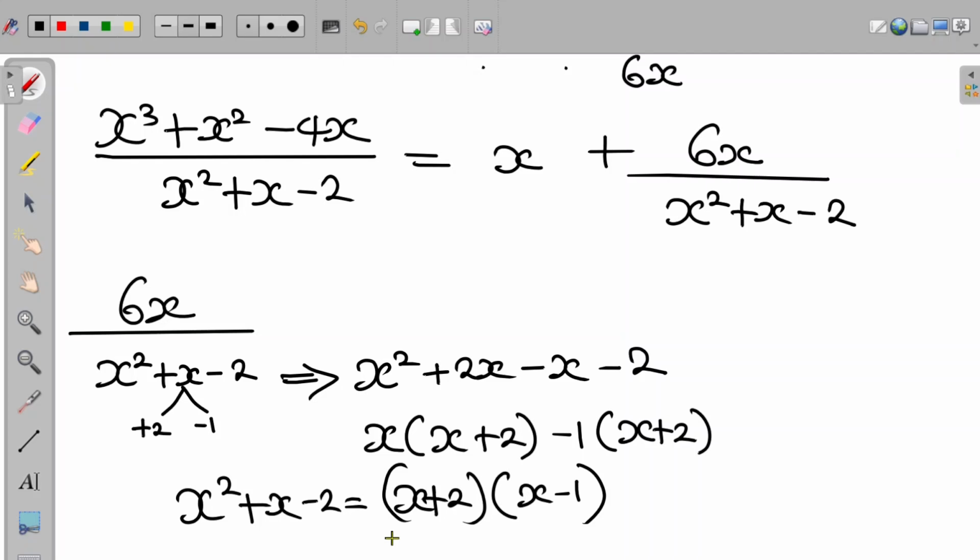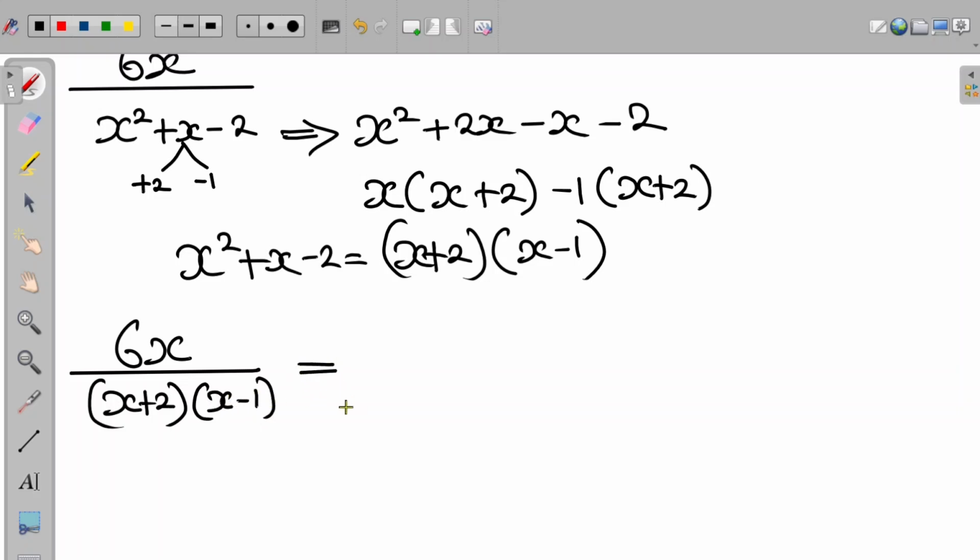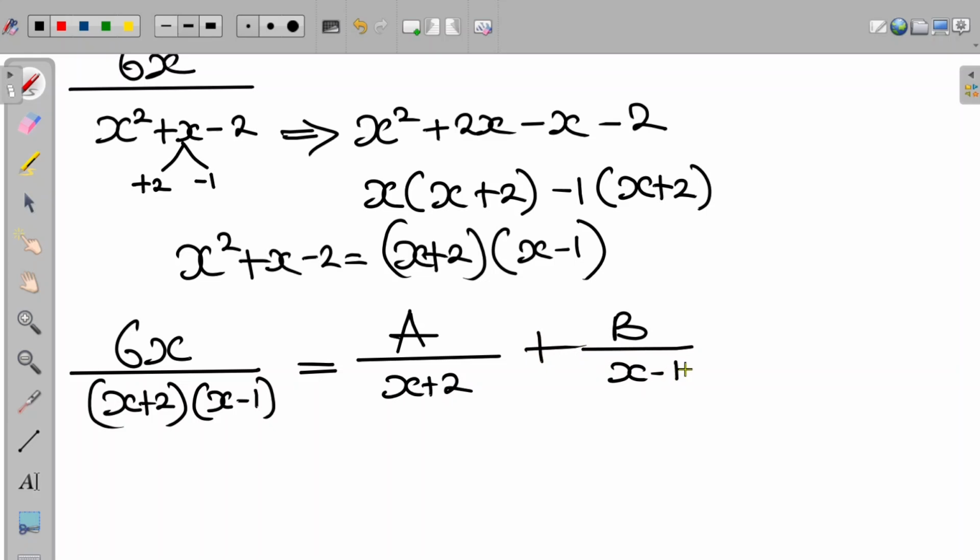So now, our proper fraction becomes 6x divided by x plus 2 multiplied by x minus 1. Now, at this point, we have linear factors at the denominator. So we can resolve this fraction as a divided by x plus 2 plus b divided by x minus 1.